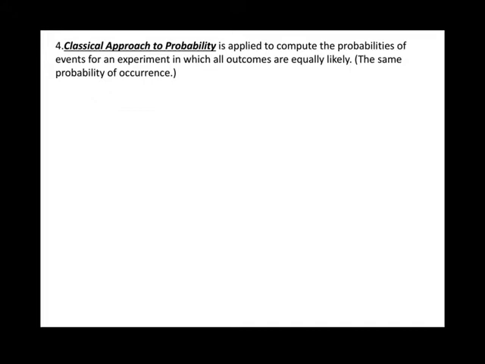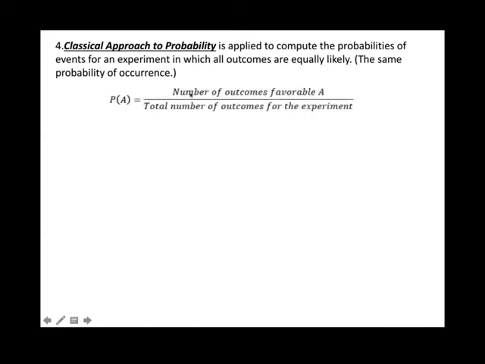And then for probability, we have 3 different types. First one, the classical approach to probability. It is applied to compute the probabilities of events for an experiment in which all outcomes are equally likely. The formula is: number of outcomes favorable to A over the total number of outcomes for the experiment.